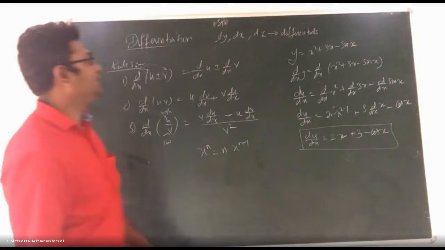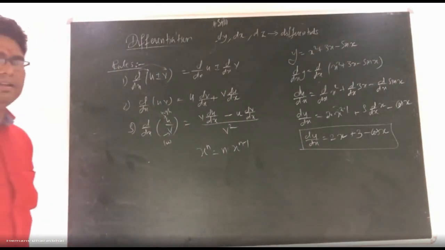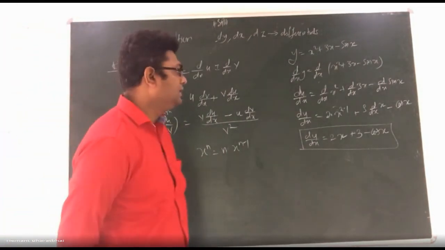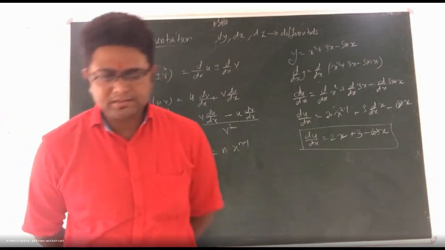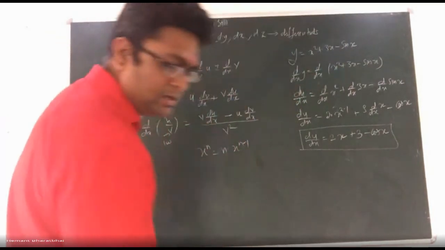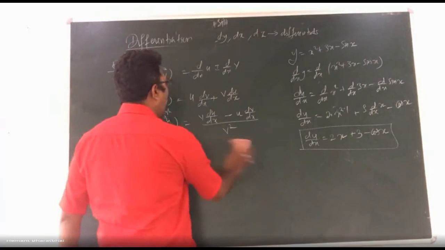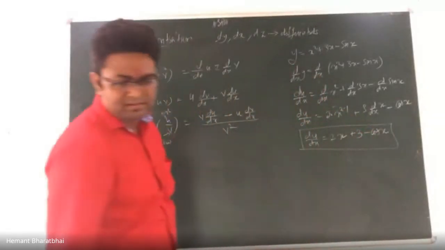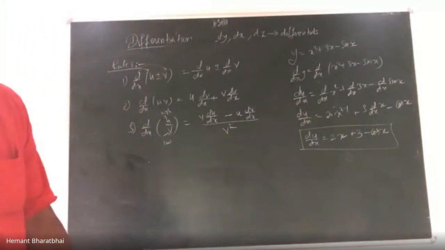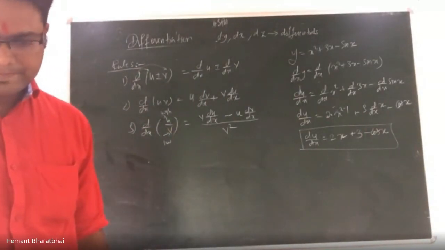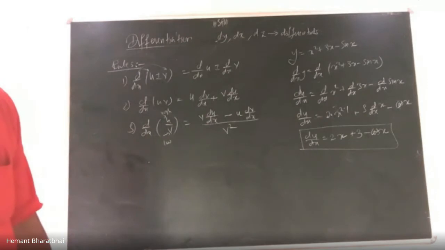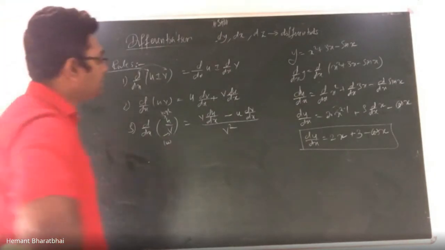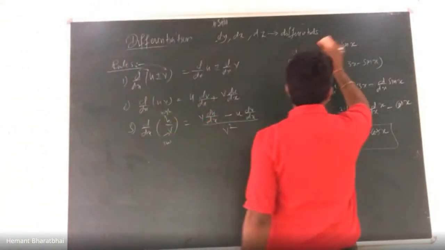So y was given as x squared plus 3x minus sin x, and the derivative of that is 2x plus 3 minus cos x. Keep taking the screenshots. Taken the screenshot. Let's see next.